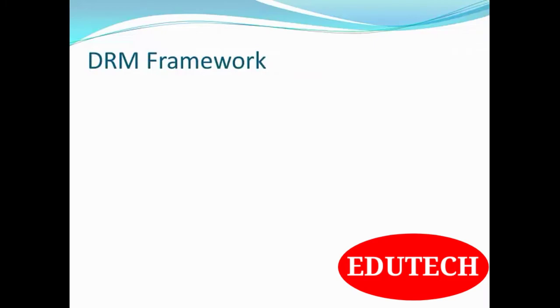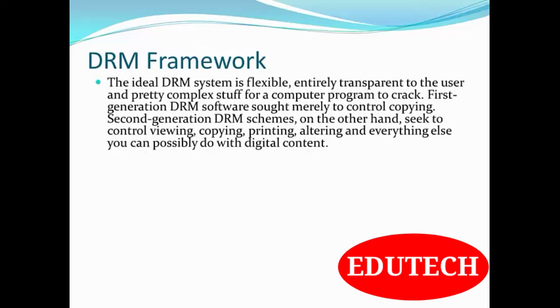DRM Framework. The ideal DRM framework is flexible, entirely transparent to the user, and pretty complex stuff for a computer program to crack. First generation DRM software sought merely to control copying, but the second generation DRM schemes, on the other hand, seek to control viewing, copying, printing, altering, and everything else you can possibly do with digital content.